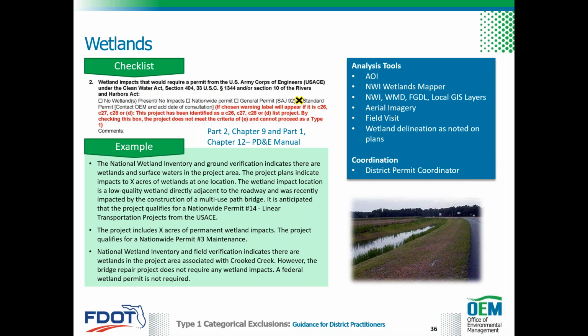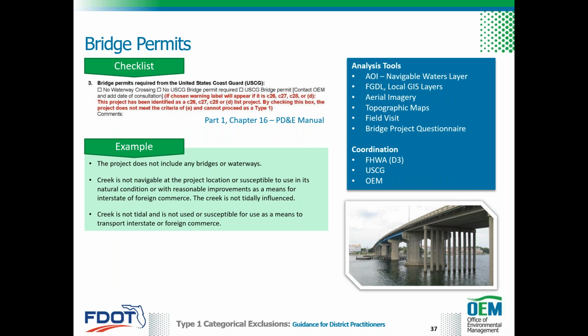Now, those C-list 26, 27, and 28, and also D-list projects that qualify for an individual or standard permit, require OEM consultation. And note that permits don't have to be obtained prior to approval of a Type 1 CE. Guidance on documenting analysis and coordination on wetland impacts is provided in Part 2, Chapter 9 of the PD&E Manual. Also refer to Part 1, Chapter 12 for more information on environmental permits.